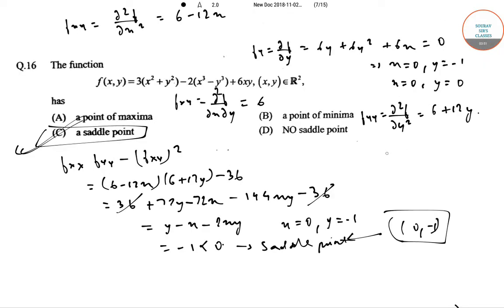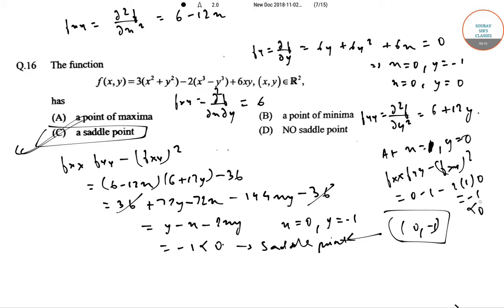And also at x is equal to 1 and y is equal to 0, we get fxx fyy minus fxy squared is equal to 0 minus 1 minus 2 into 1 into 0, which is minus 1. So since this is again less than 0, 1 comma 0 is also a saddle point.